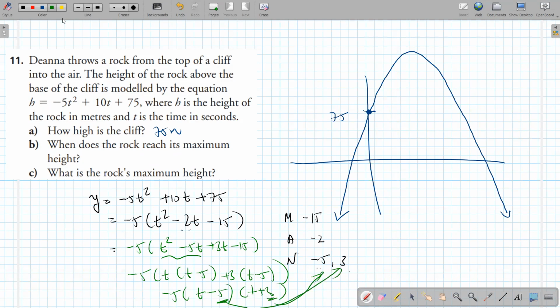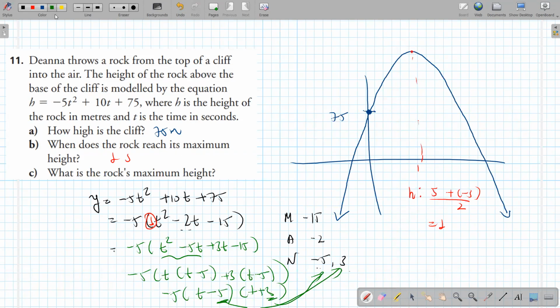If the a value here is 1, then you can use a shortcut. Once you have the numbers, you can straight up do whatever the variable is minus that. So what are our x-intercepts? 5 and negative 3. Yeah. So therefore, to find the h, which is what part B is asking you, you're going to do 5 plus negative 3 divided by 2, which is 1, right? So 1 second. So that time there is 1 second. That's the answer to part B.